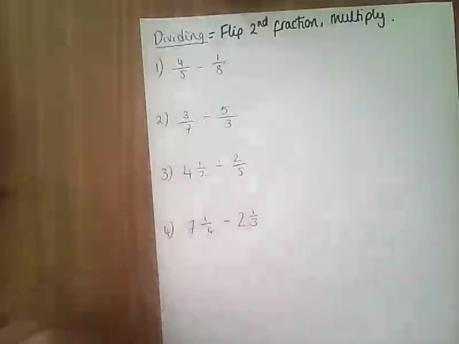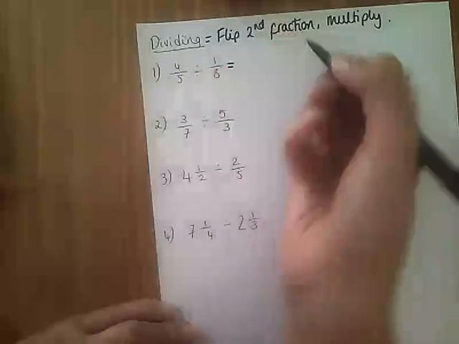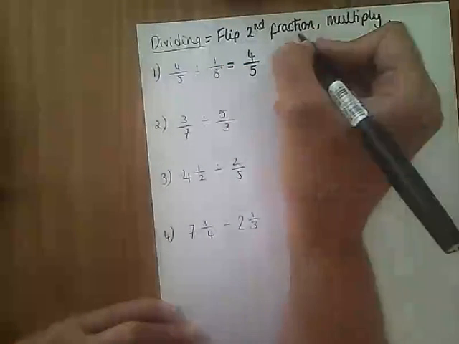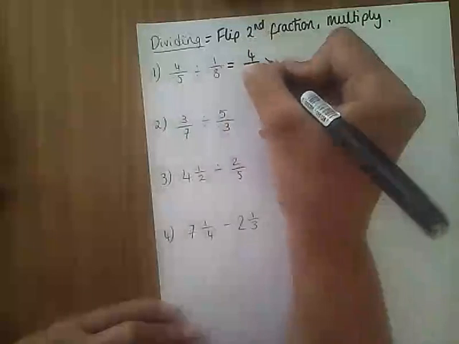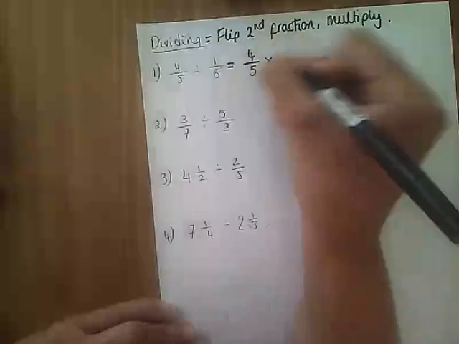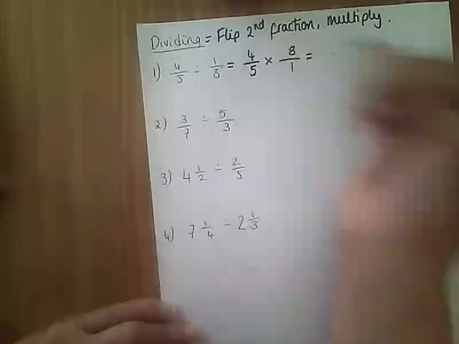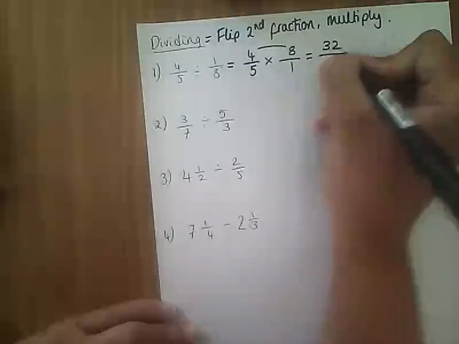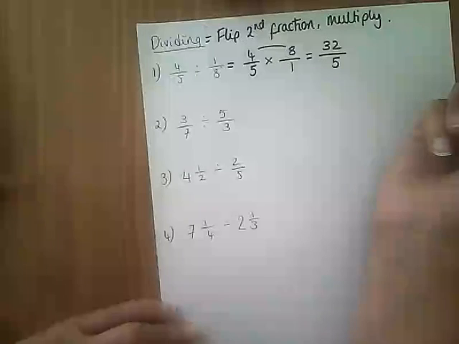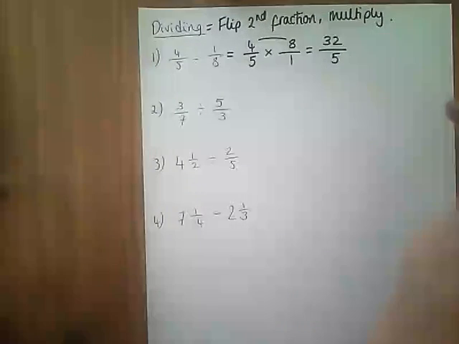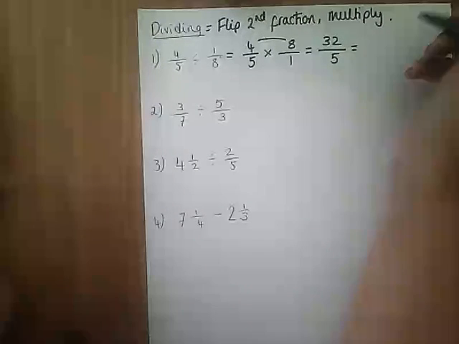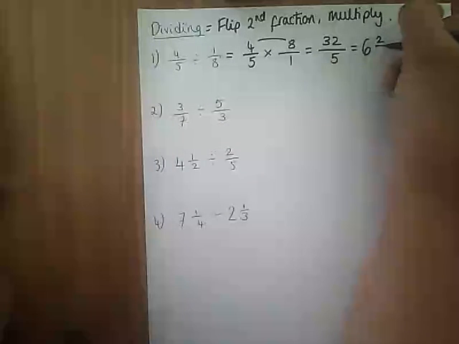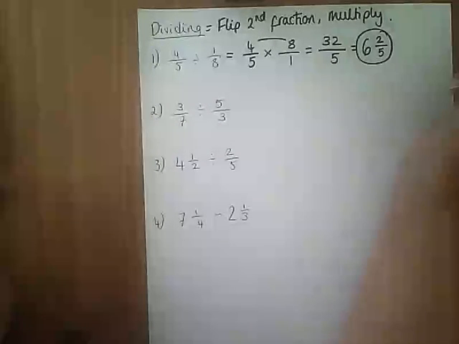Okay, right, here we go. 4/5 divided by 1/8. So we keep the first fraction the same. Don't worry if you didn't understand what I was just babbling on about. We then multiply by the flip of this, so we flip it upside down, 8 over 1. You then times your 2 top numbers, 32, times your 2 bottom numbers, 5. Okay? Obviously that is top heavy, so we need to make it a mixed number. So how many 5s are in 32 is 6, and 2 out of 5 left over.